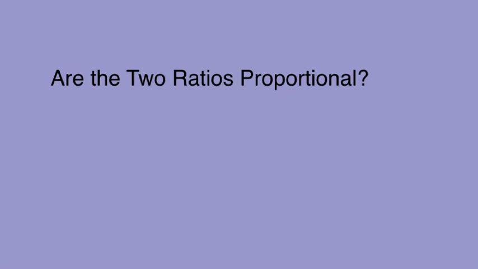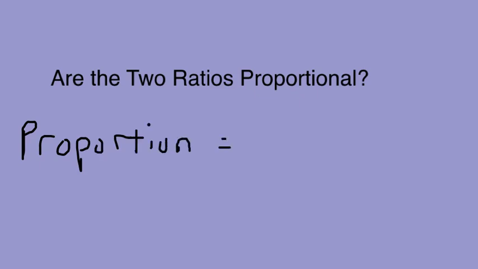Okay, so today we're going to talk about ratios and proportionality, and we want to know if two ratios are proportional to each other. And the first thing that we probably should do is define what a proportion is. And a proportion is going to be two ratios that are equal to each other.